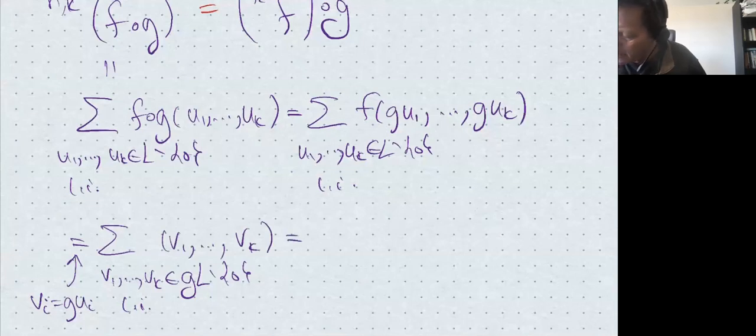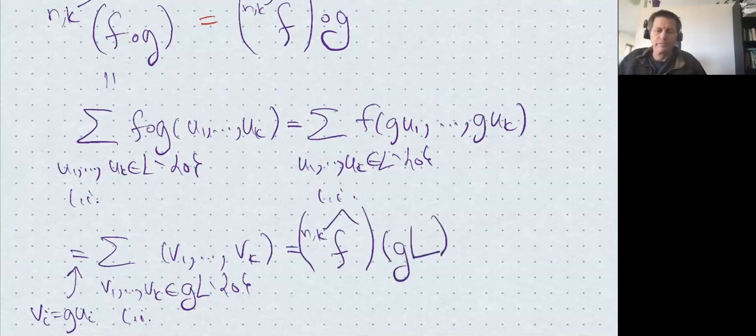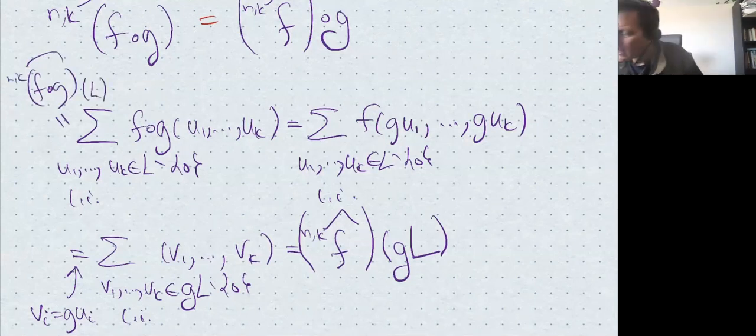So this is exactly the transform of F evaluated at GL. Okay, and so, just to make this a nice proof, what I started with is this side for a given function L, and I got the right-hand side for the same given function L. So I proved the claim.